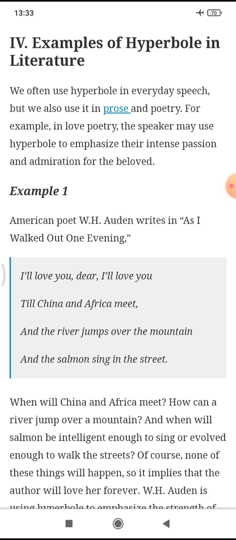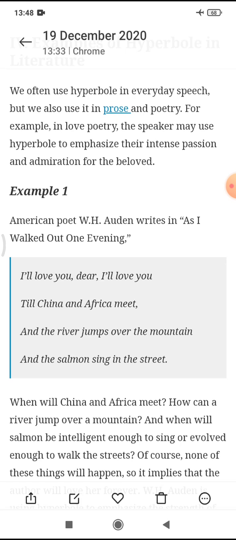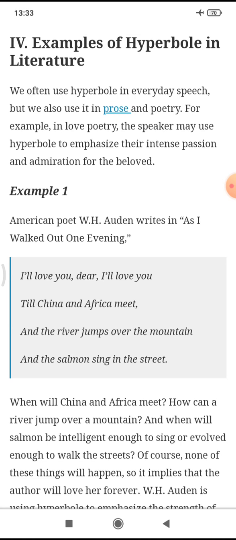So it implies that the author will love her forever. W.H. Auden is using hyperbole to emphasize the strength of the idea. So this was all about hyperbole, its definition, its examples, its use, its purpose. I have explained everything.